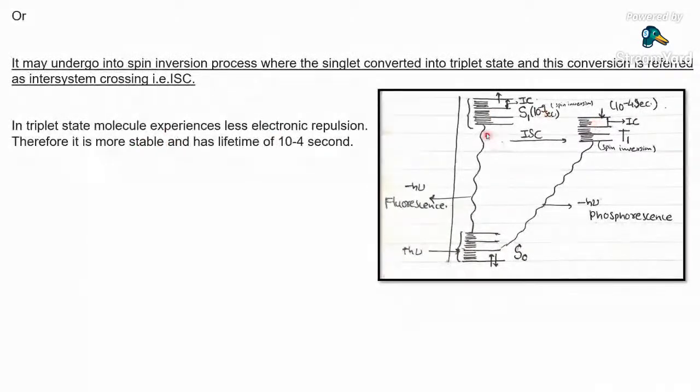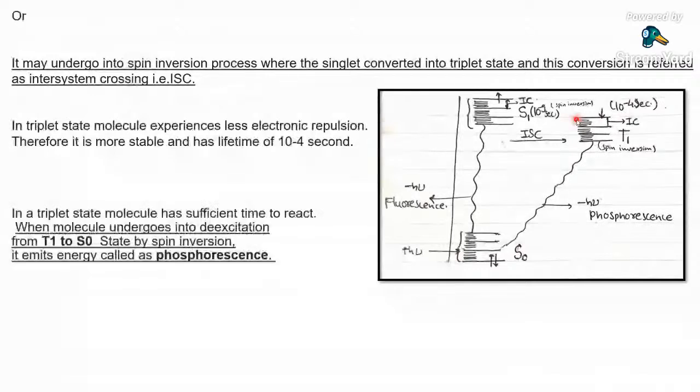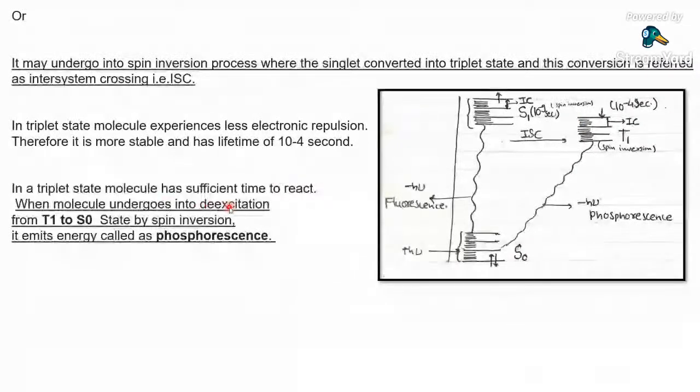When the molecule shows fluorescence, it has a lifetime of 10 to the power minus 8 seconds. But as it undergoes the spin inversion process, it requires some time for that, and that's why its lifetime becomes 10 to the minus 4 seconds. So in the triplet state, the molecule has sufficient time to react.